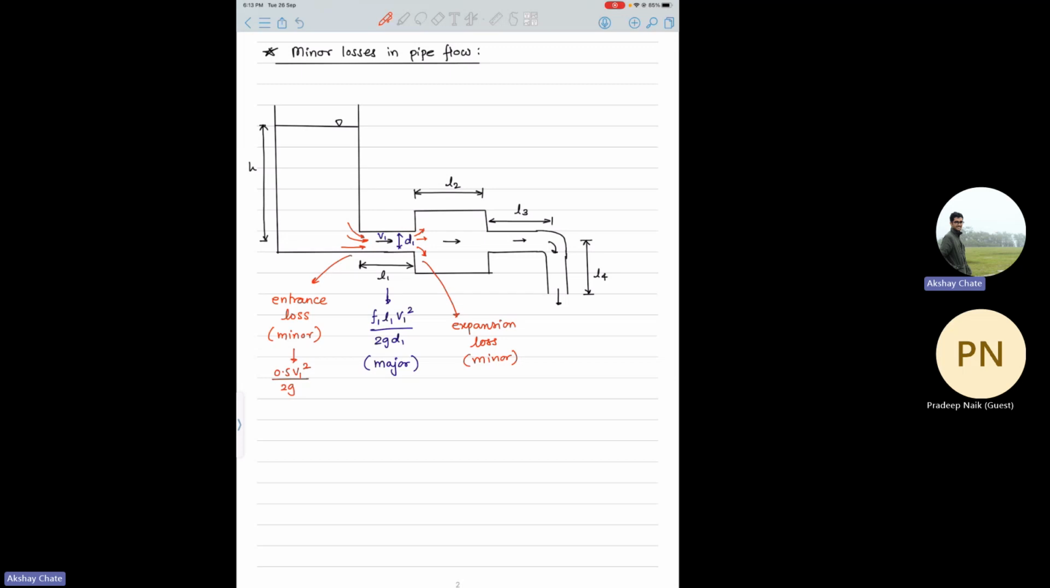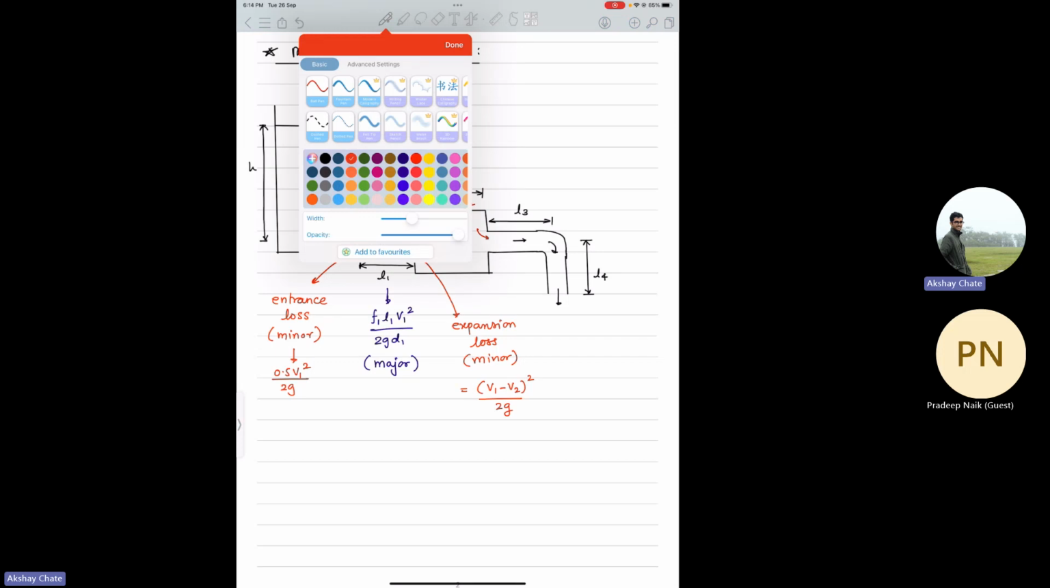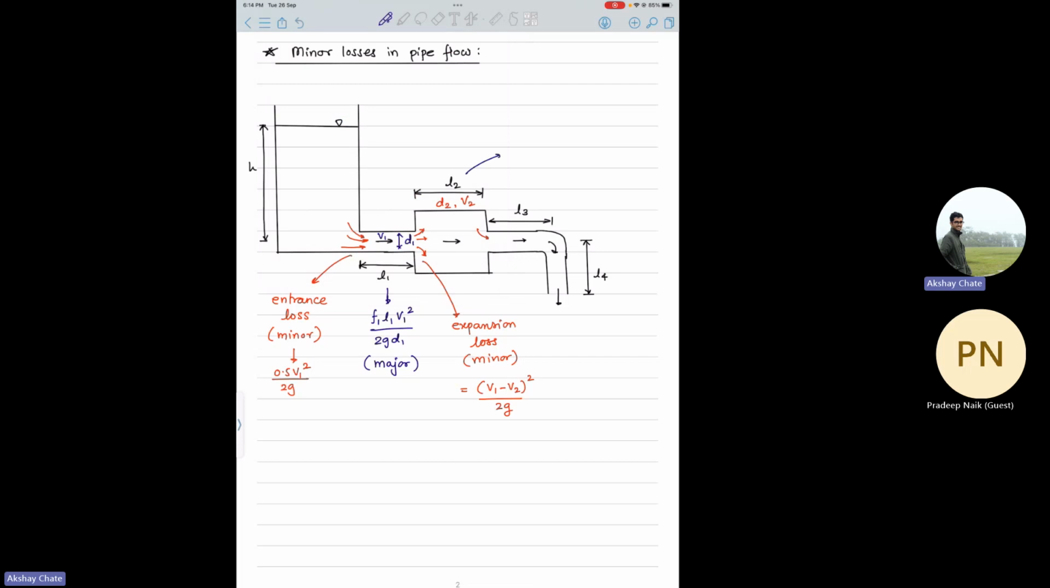Then the expansion loss: when the water enters the L2 section, it has a diameter D2 and velocity V2. The expansion loss is typically (V1 minus V2) square by 2g. Since you are taking the square of the difference, it doesn't matter whether V1 is greater or less than V2. Now the liquid flows through this enlarged cross-sectional area, the L2 length, and there will be another major loss, which will be f2 L2 V2 square by 2 g D2.